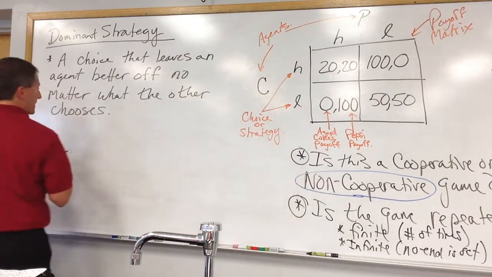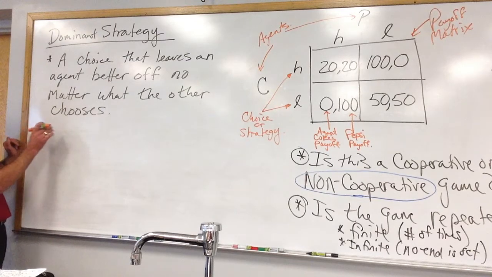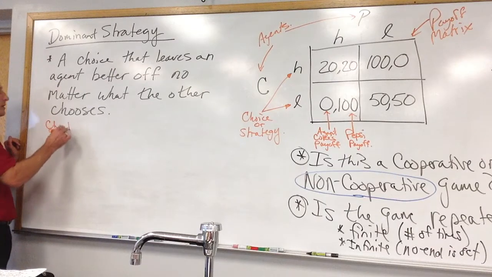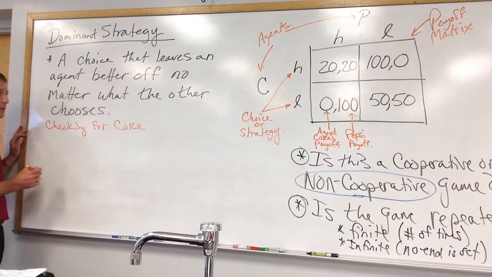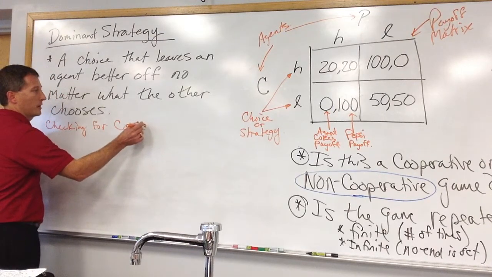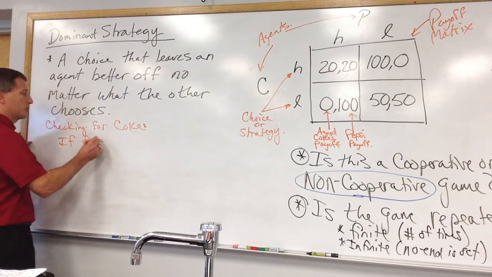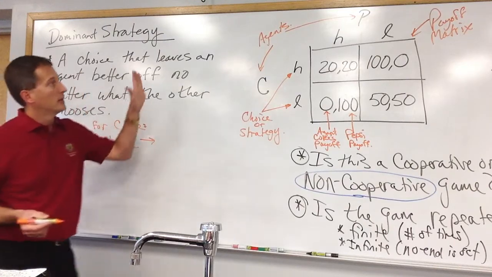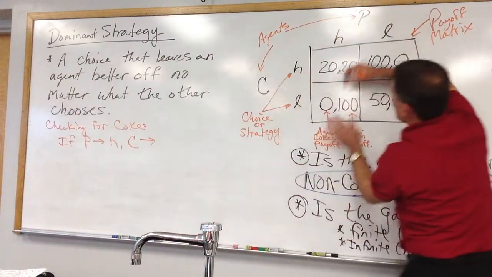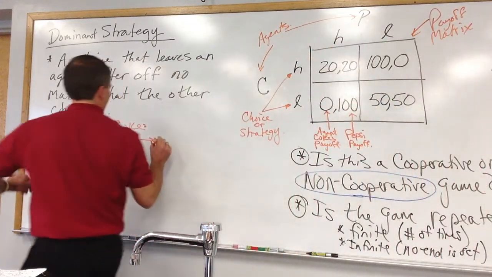All right, let's do a little test here. This is how you do it on a test. Hint, hint. This is how you can write this out. So, dominant strategy. Checking for Coke. What you want to do is say to yourself, I'm Coke, if you've got your Coca-Cola hat on, if Pepsi chooses high, then Coke should choose high. So Pepsi chooses high. What would be best for Coke to do? 20 is greater than 0. Coke should choose high.